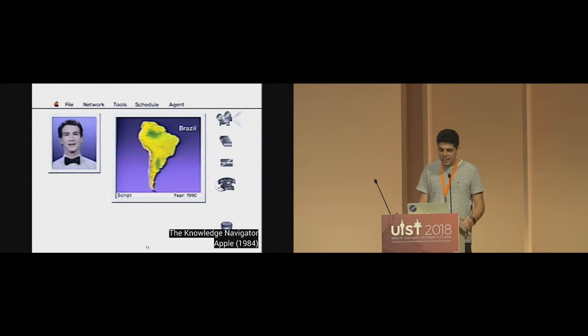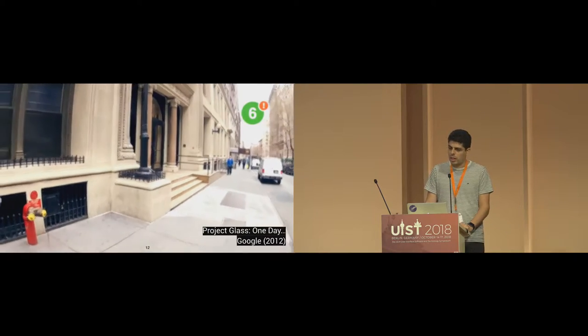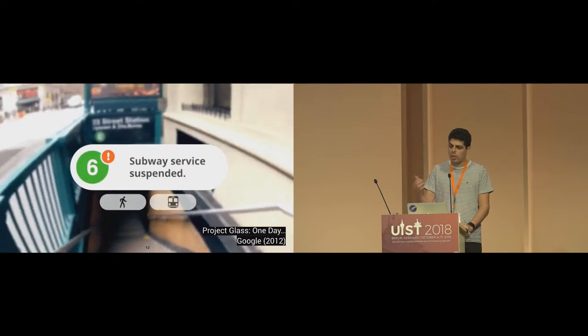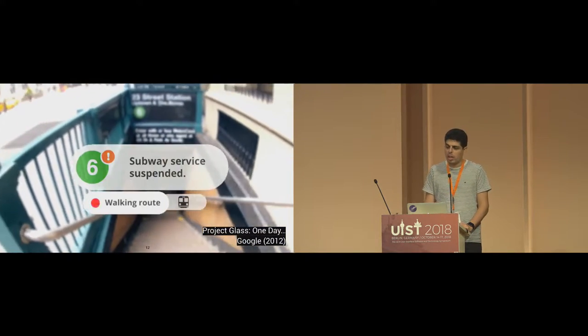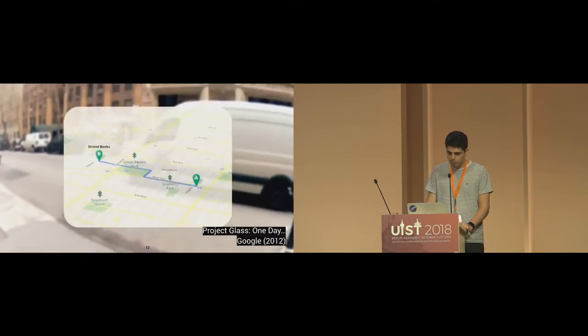Right now, we have better techniques, and I will show you another recent example, which is Project Glass. When they were doing these new augmented reality goggles, showing the interaction in context was really important. So they created this animation to show how the user will experience, for example, a problem in the subway to change the route to their destination.